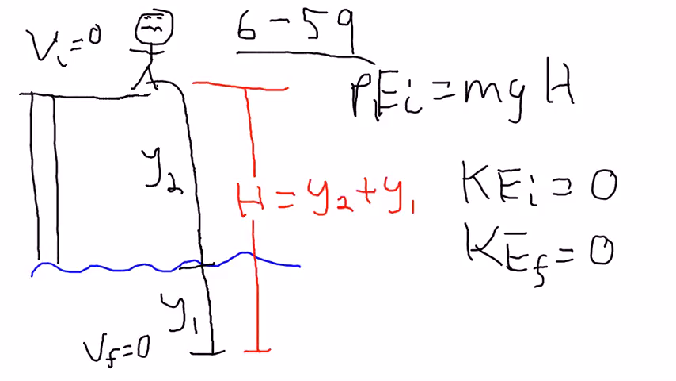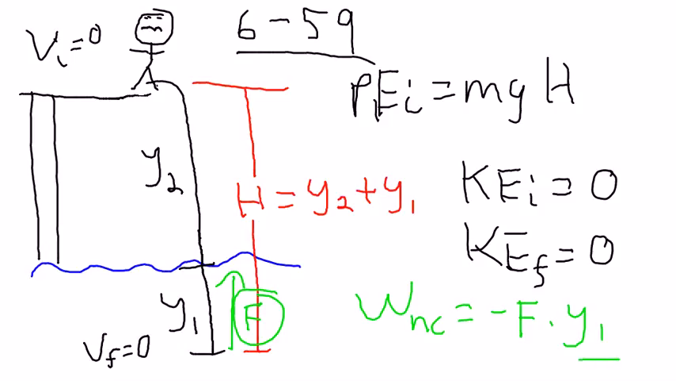So what else is going on here? Well, while the person is in the water, they are going to be experiencing an upward resistive force from the water. So there's a force upward acting on them just in the time that they're in the water, and that force is going to be doing non-conservative work. So there's going to be work done by non-conservative force, which is equal to negative F multiplied by y1. Why is it negative? Because the force is in the opposite direction of the displacement. So we know it's a negative work.